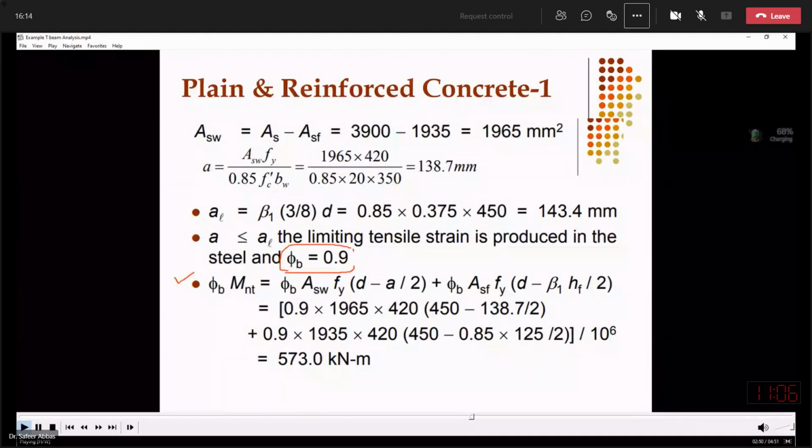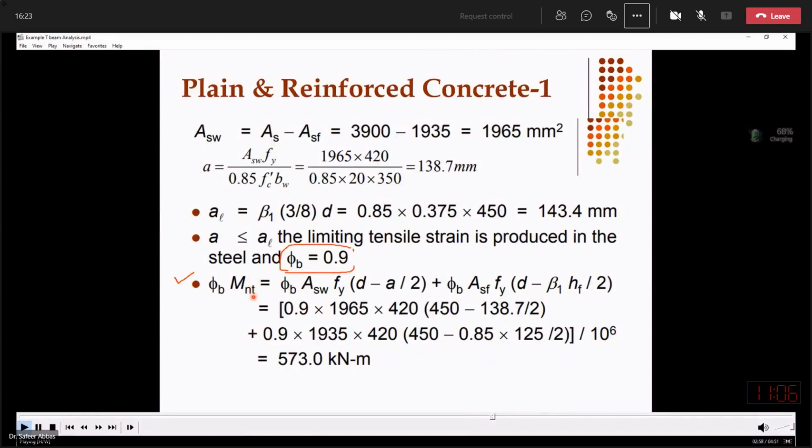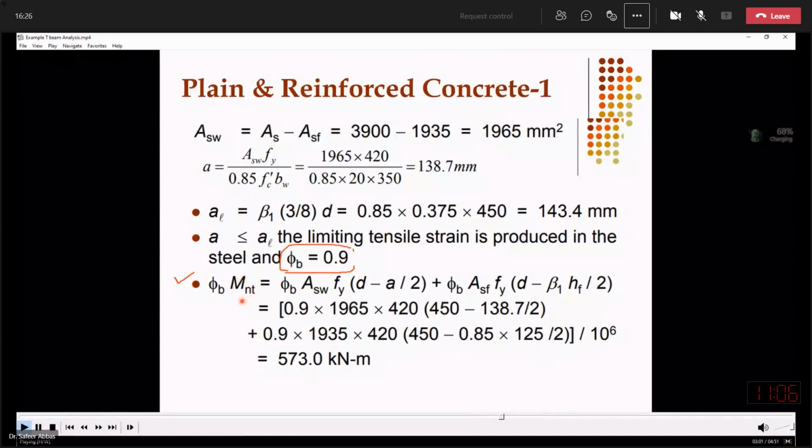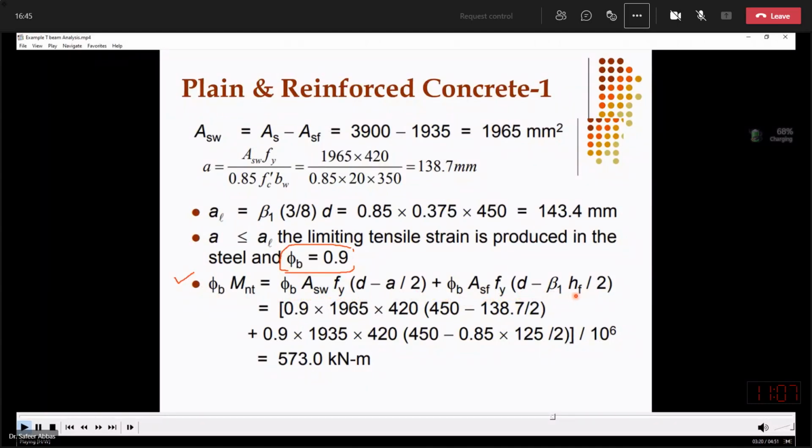So now the flexural capacity equals phi b Mn, and we are calculating that flexural capacity with respect to tension. As I told you earlier in the lecture, we can calculate from the compression side or from the tension side. In this case, we are calculating from the tension side. So it is phi b Asw fy times (d minus a by 2) plus phi b Asf fy times (d minus hf by 2). If we plug in all these values, we will get moment capacity, or flexural capacity, equals 573 kilonewton meter.